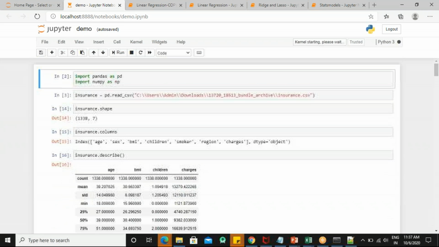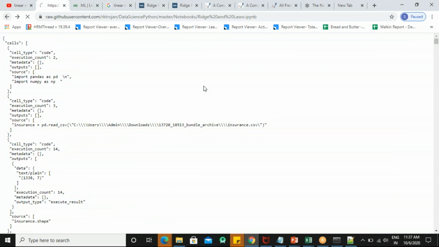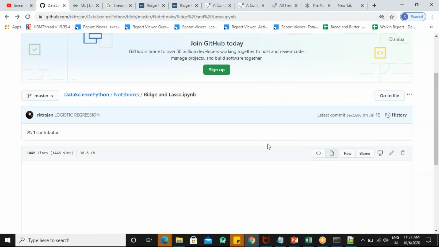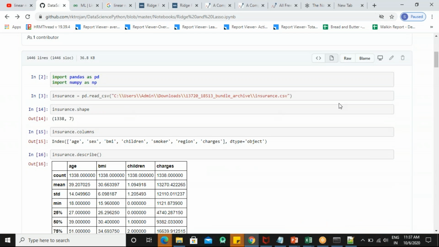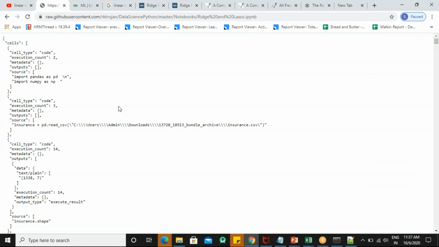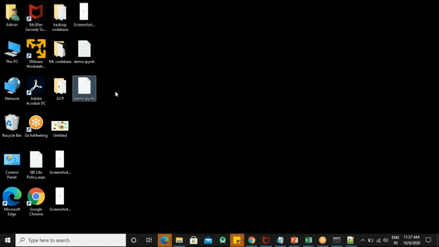So those of you who don't know how to use GitHub, this is the easiest way of doing it. Again telling you: come to my GitHub account, come to the notebook that you want, click on this raw, and it will give you the raw code. Copy it, save it in a .ipynb file. It's on my desktop. I can open it from the desktop, but I have to unnecessarily do some additional stuff.